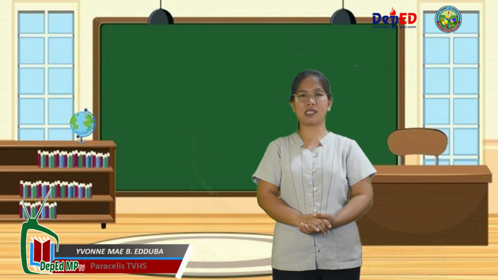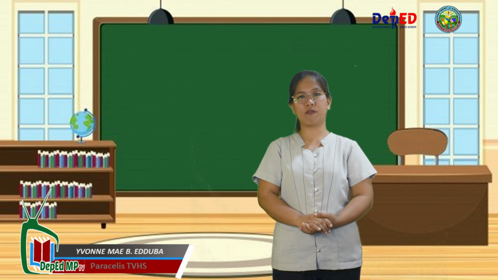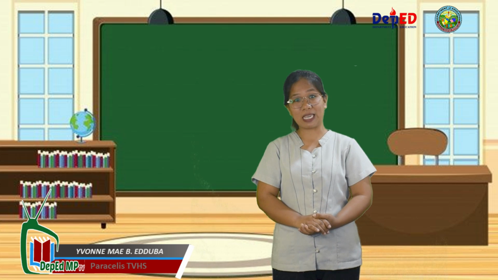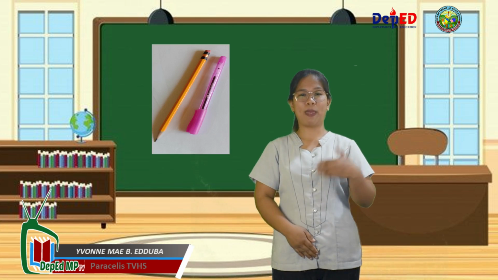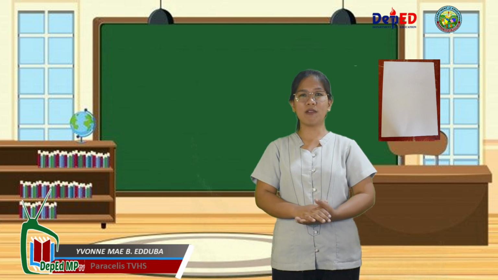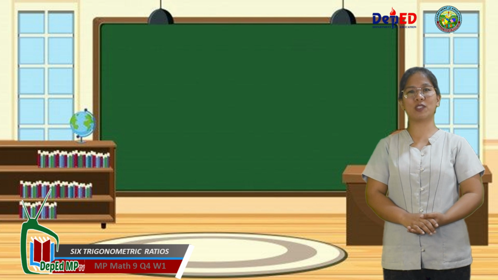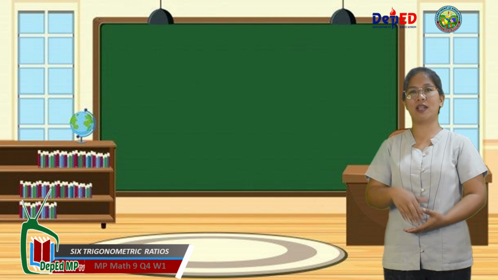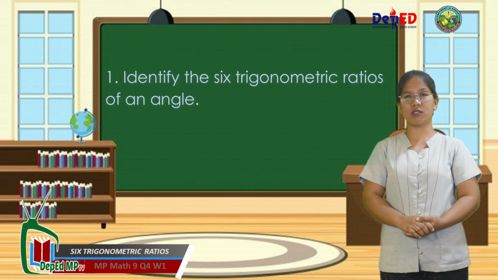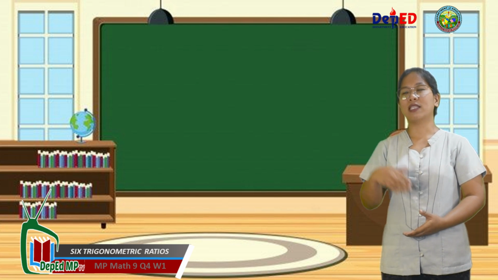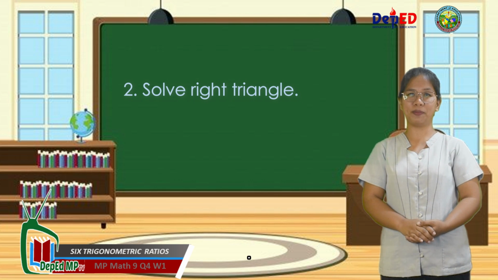Today, we will be discussing the 6 trigonometric ratios that will help you solve right triangles. Are you excited? Bring out your pen, paper, and self-learning module. Our learning objectives for today's lesson are: first, identify the 6 trigonometric ratios of an angle. And second, solve right triangle.